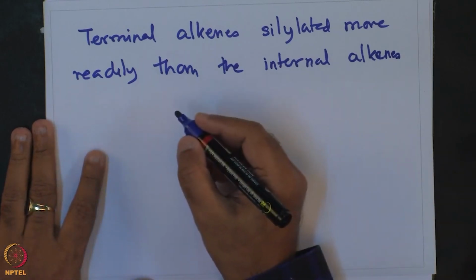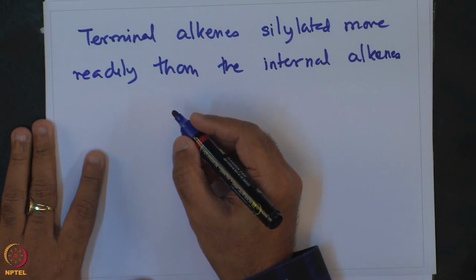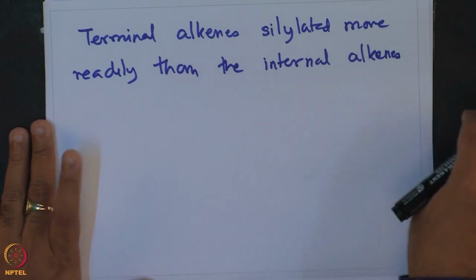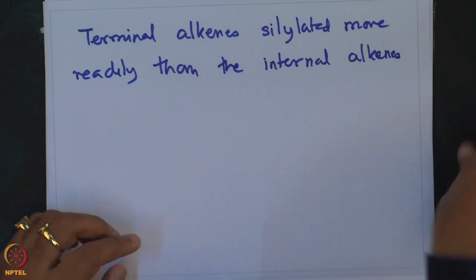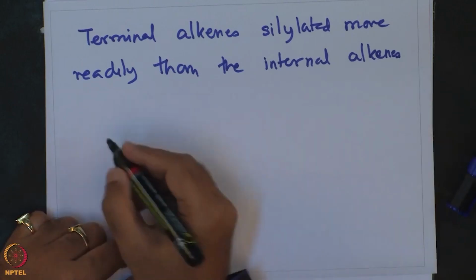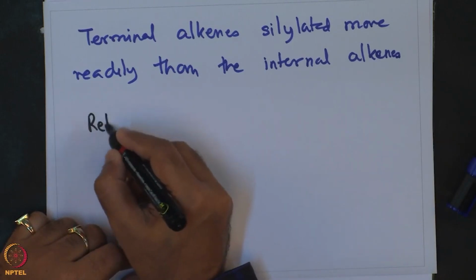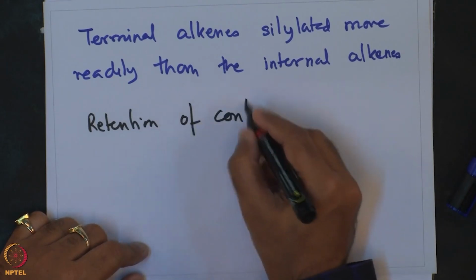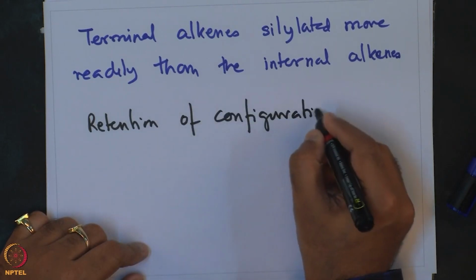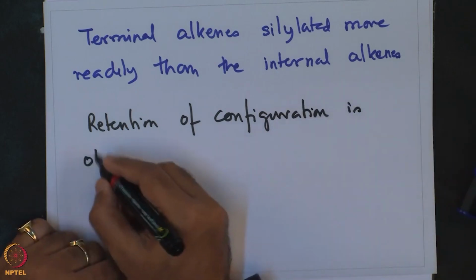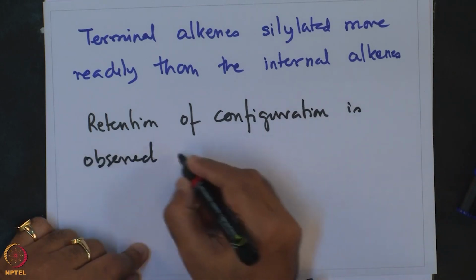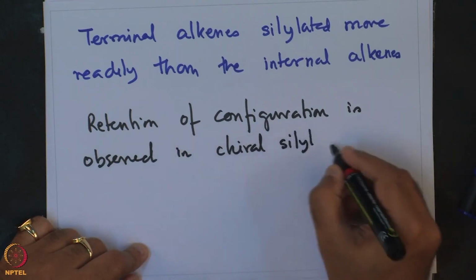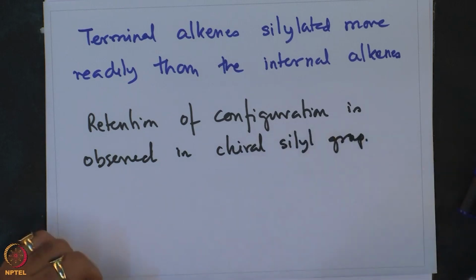Another interesting thing is that the chiral silyl group retains its configuration. So, retention of configuration is observed in chiral silyl groups.